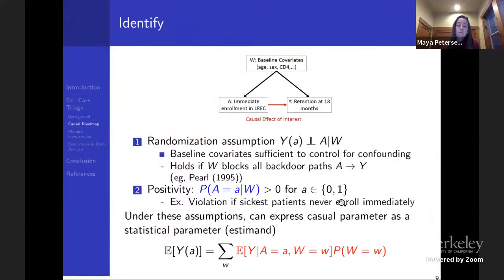So if we have these assumptions, we can express our causal parameter as a statistical parameter. On the left-hand side, we have our causal parameter, our expected counterfactual outcome. And on the right-hand side, we have our so-called G-comp estimand, a really classic statistical parameter in causal inference that just consists of an outcome regression, so the expected value of the outcome given treatment and covariates, integrated with respect to the marginal distribution of the covariates. And I'll say throughout this lecture, I'm using a notation for discrete valued random variables just to simplify the presentation, but everything extends immediately to continuous valued random variables as well.